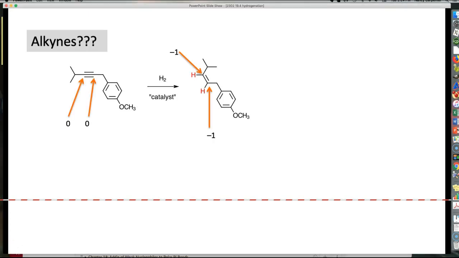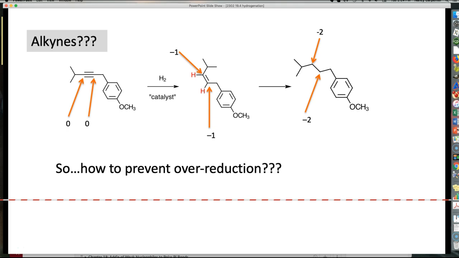But wait. What we're looking at is going from oxidation states of 0 to oxidation states of -1. But the problem is, as we just saw, alkenes can easily be reduced in the presence of hydrogen gas and a catalyst to go all the way down to the alkane. So we need to figure out a way to somehow stop the alkene from being further reduced down to the alkane.